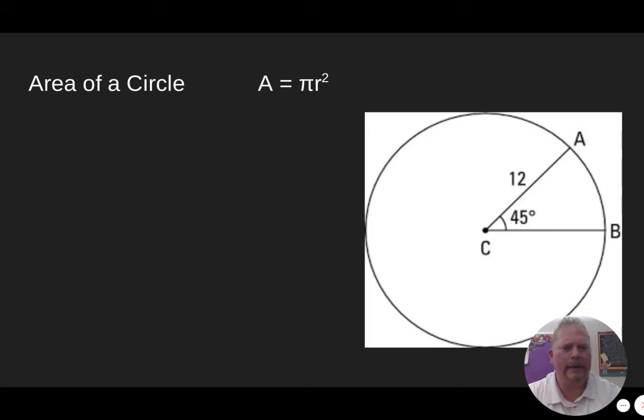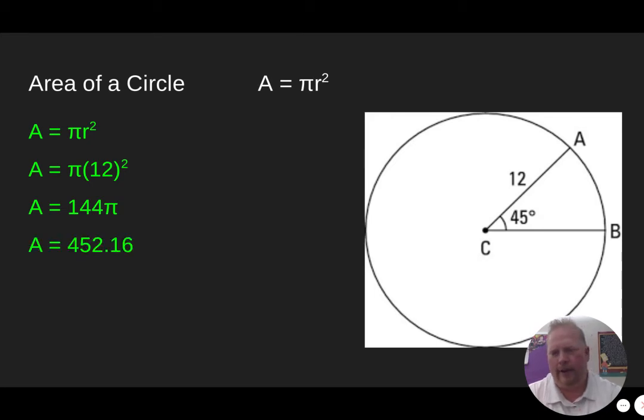So let's go back to this same example. If my radius is 12, I can take that 12 and plug it into that formula. So the area equals pi times 12 squared, which is 144 pi. Again, I hope this is a skill you already possess, so I'm not going to spend too much time on it. Instead, if we want to change it to a decimal, just multiply by 3.14. And so we've got 452.16.